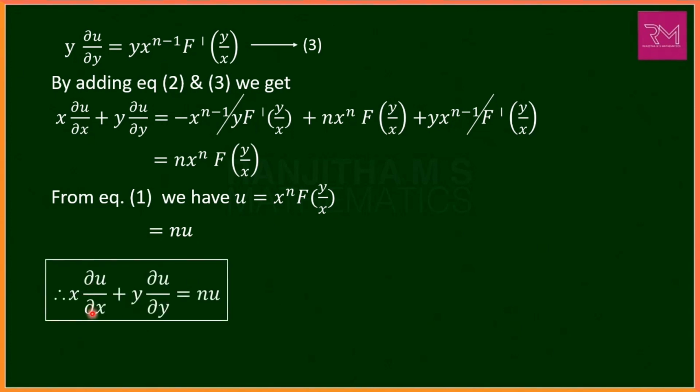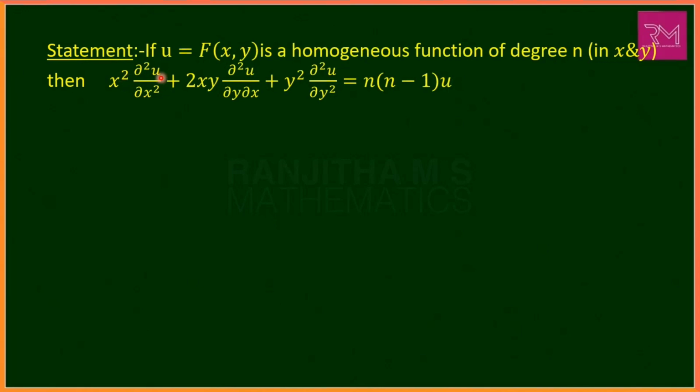Hence, we get Euler's theorem value as x into del u by del x plus y into del u by del y, which is equal to n into u. So this is the equation of Euler's theorem for homogeneous function. This completes the proof. Here we have another theorem to be proved with the help of Euler's theorem.